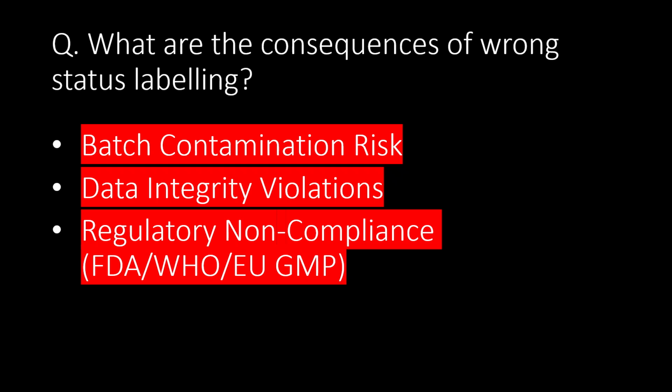Very important question, what are the consequences of a wrong status labeling? The major consequences of a wrong status labeling are batch contamination risk, data integrity violations, and regulatory non-compliance for FDA, WHO, and EU GMP.